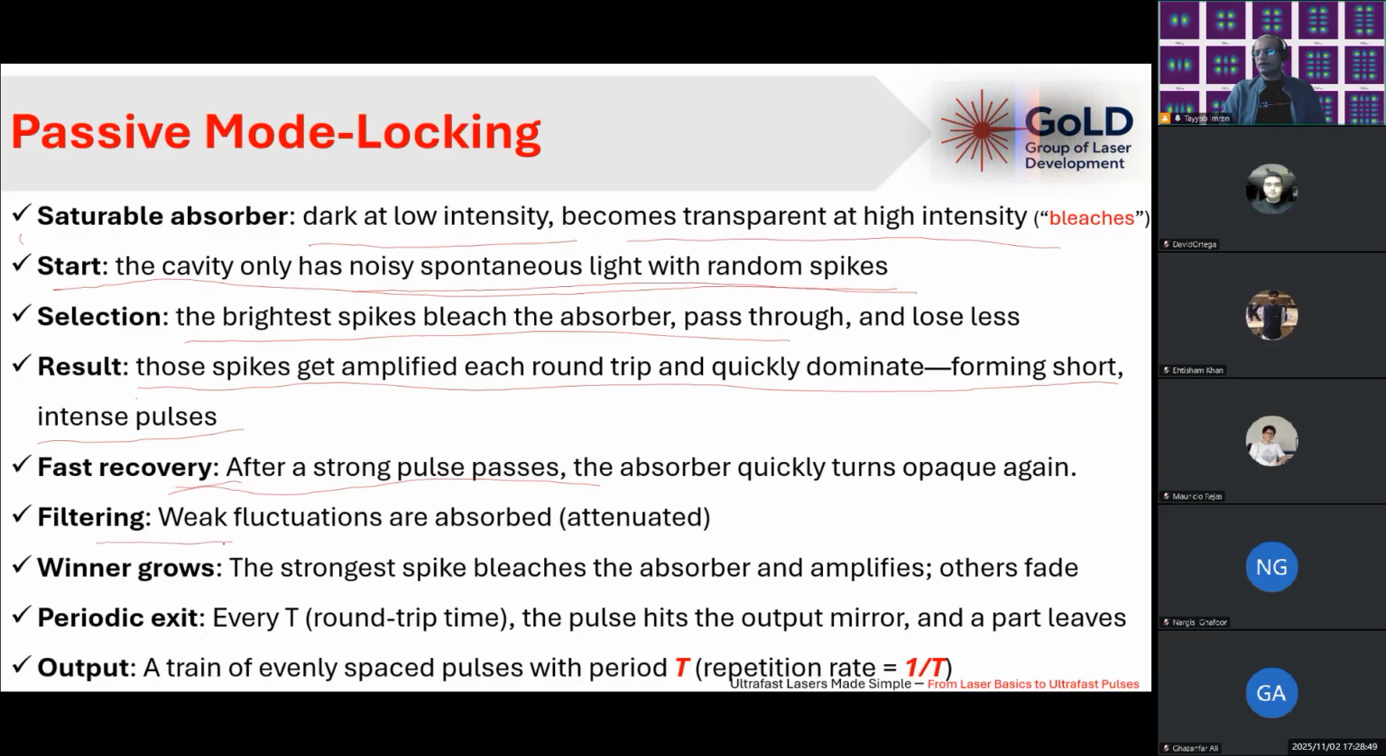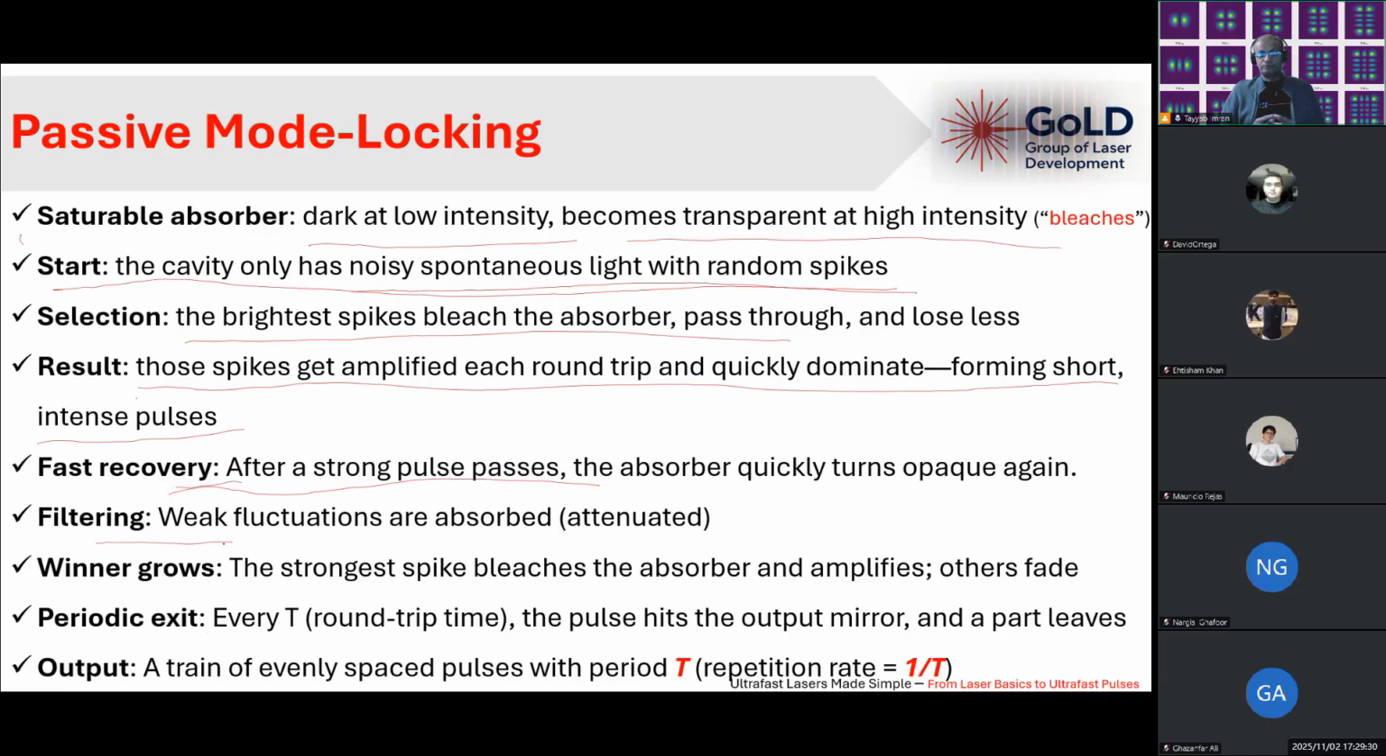When it starts, you can say it's a filtering effect. Random fluctuations or peaks, these low intensity fluctuations or noise, are attenuated and absorbed in the saturable absorber. So it's filtering as well. So we will get at the output very nice and clean pulses. Okay, so it can also help to clean the pulses.